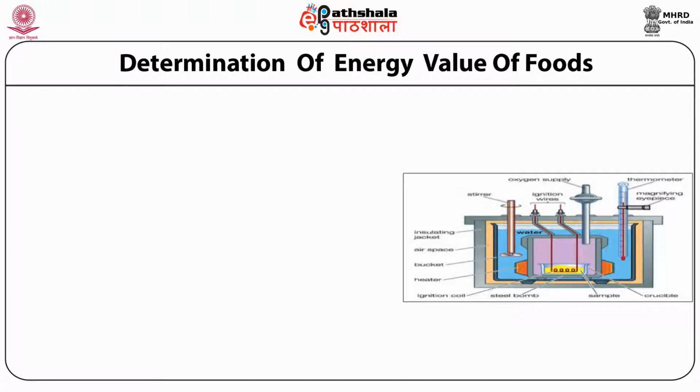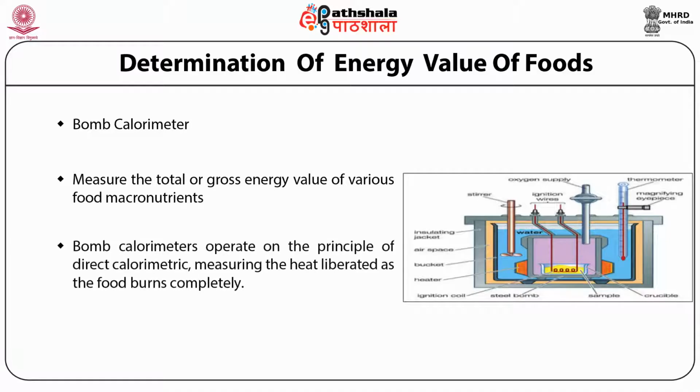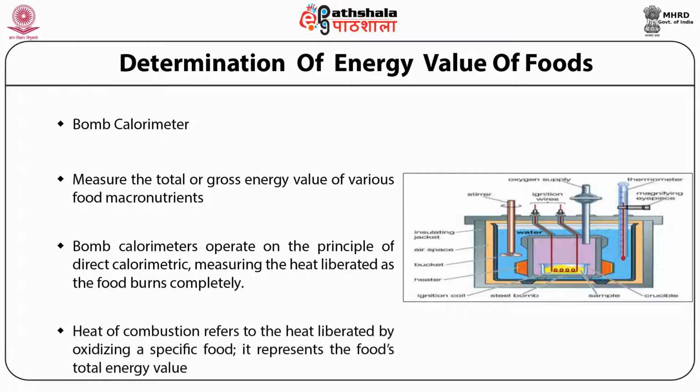Determination of energy value of foods is done by bomb calorimeter. It measures the total or gross energy value of various food macronutrients. Bomb calorimeters operate on the principle of direct calorimetry, measuring the heat liberated as the food burns completely. Heat of combustion refers to the heat liberated by oxidizing a specific food. It represents the food's total energy value.